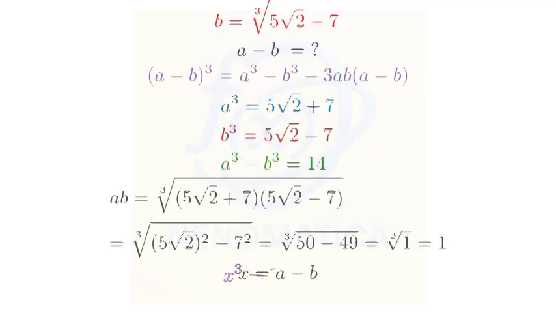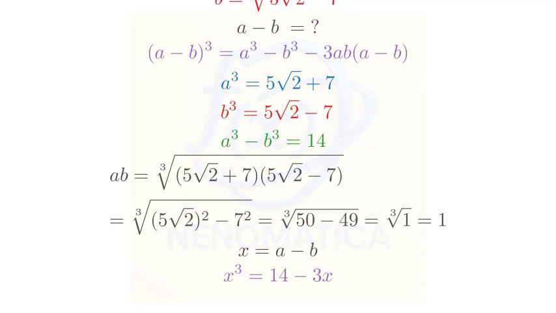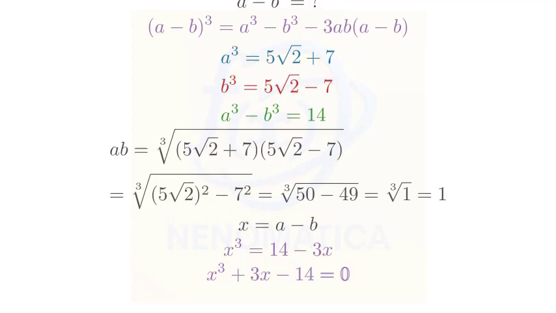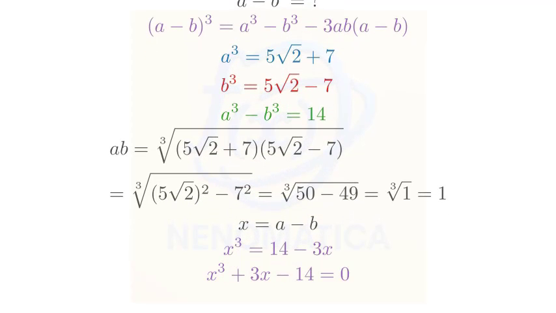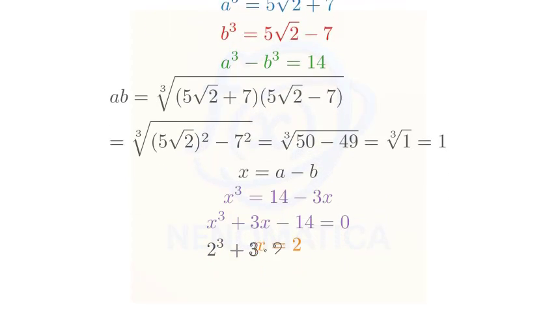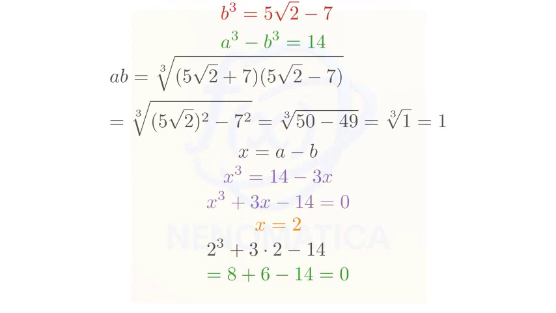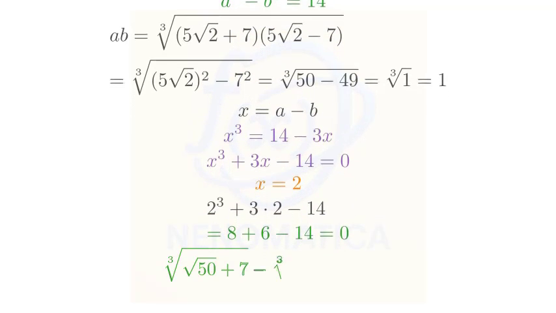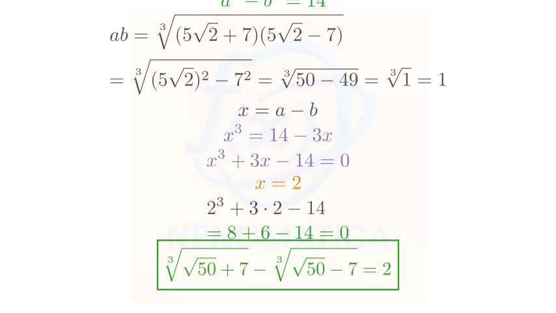Let x equal a minus b. Then x cubed equals 14 minus 3 times 1 times x. Bring all terms to one side to get x cubed plus 3x minus 14 equals 0. Try small integers using the rational root idea. Plug in x equals 2. 2 cubed plus 3 times 2 minus 14 is 8 plus 6 minus 14, which is 0. Therefore, x equals 2, and so a minus b equals 2.